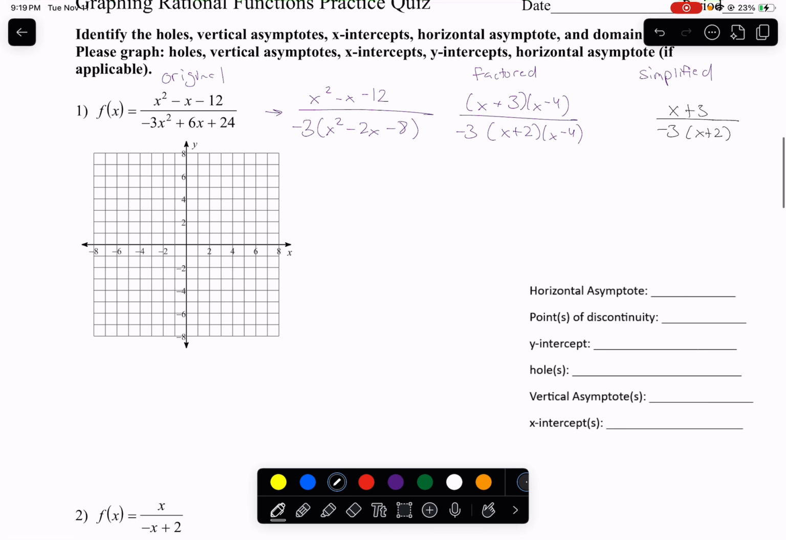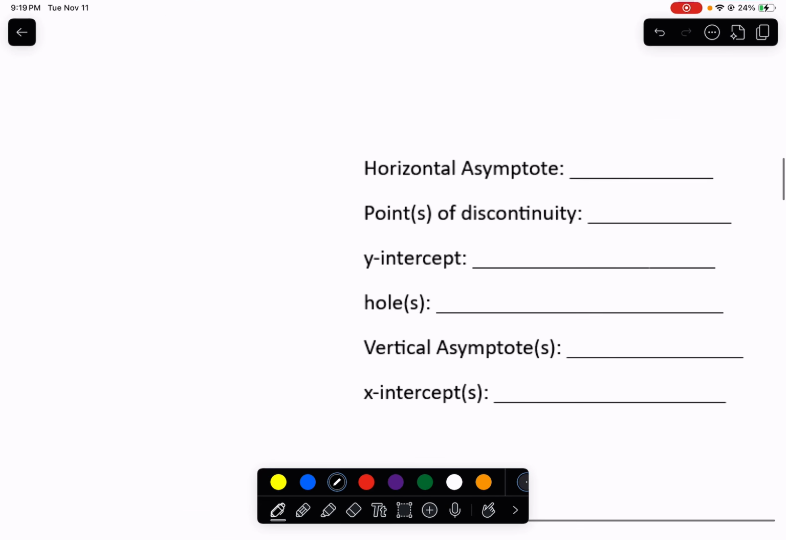All right, so now that we've got all three forms, we can go ahead and find all the things that we need. For our horizontal asymptote, we use our original. Our points of discontinuity, we're going to use our factored. Our y-intercept, we are going to use our original. The holes, we need factored and simplified. Vertical, we need simplified. And x-intercepts, we need simplified.